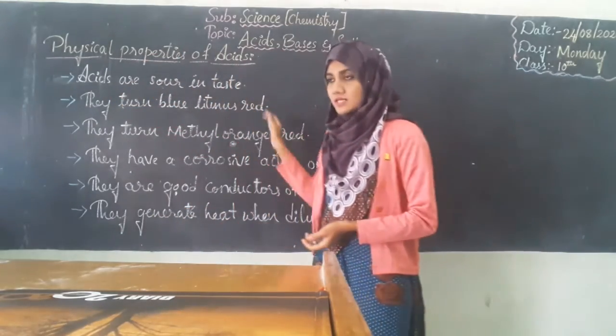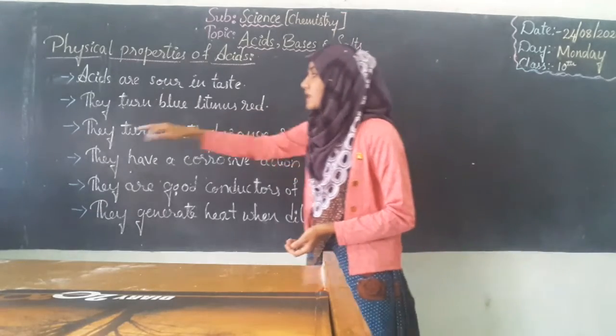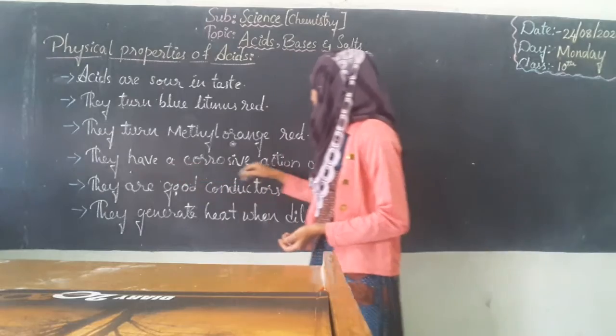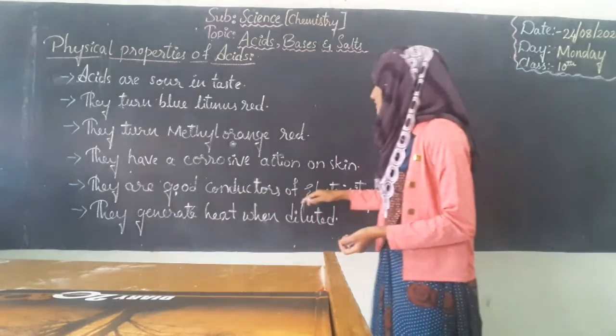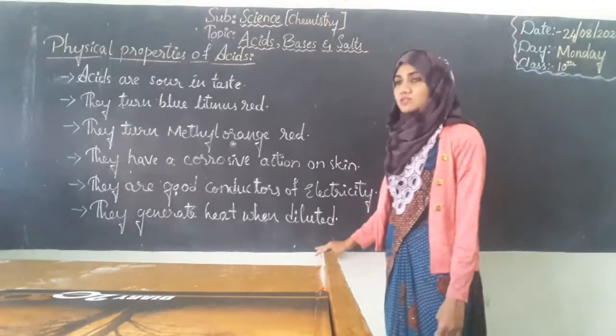Acids are sour in taste, they turn blue litmus red, they turn methyl orange red, they have a corrosive action on skin, they are good conductors of electricity, and they generate heat when diluted.